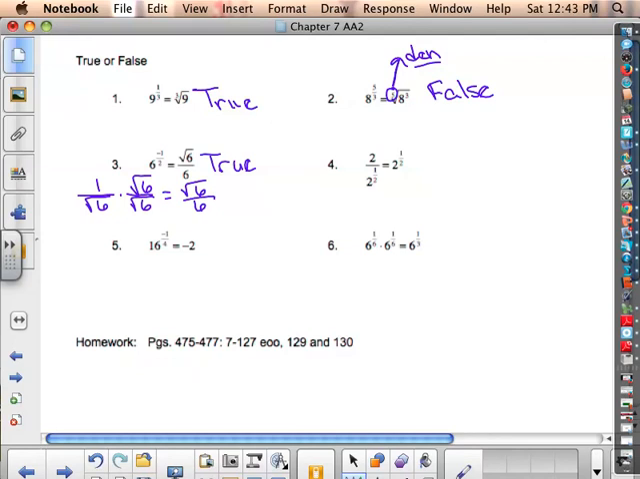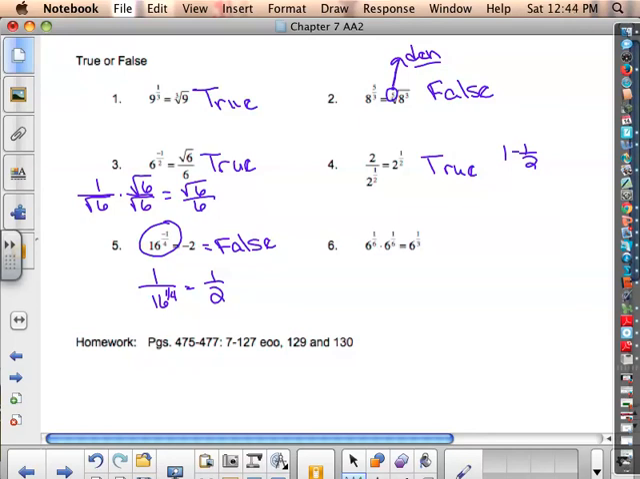Now I have 2 divided by 2 to the 1/2, and that's going to become 2 to the 1/2, and that is true. We're subtracting 1 minus 1/2. Number 5, 16 raised to the -1/4 is negative. True? Oh, don't be fooled. That is false. This 16 raised to the -1/4 becomes 1 over 16 to the 1/4, which would become 1/2.